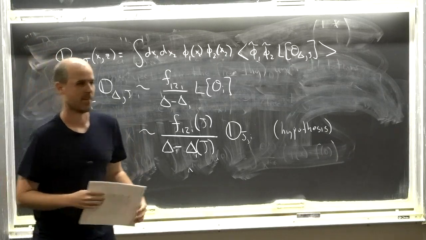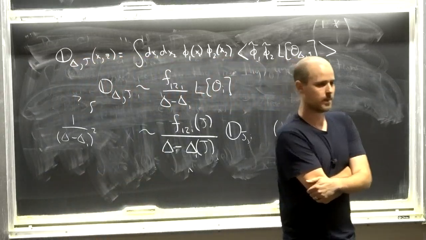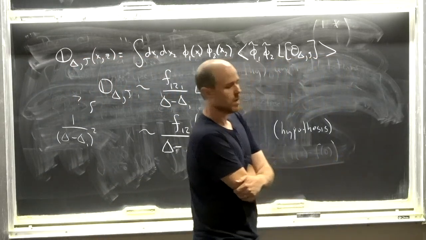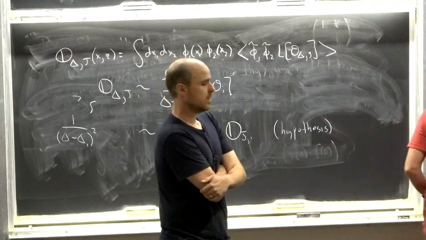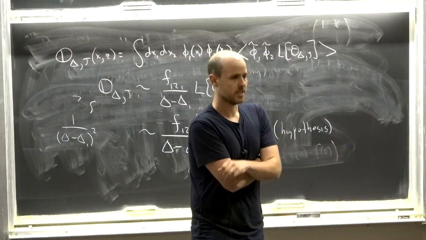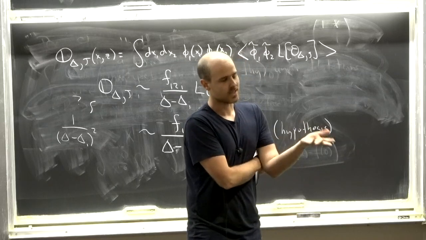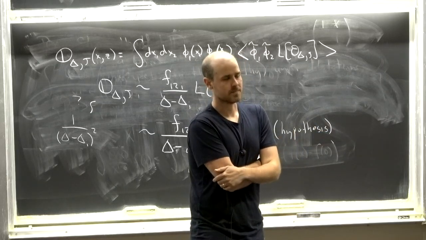Do you have any idea what a branch cut would mean? So the question is, what would a branch cut mean? I think that with a branch cut, the idea would be that you should take the discontinuity across the branch cut, and then that's just going to be a light ray operator.